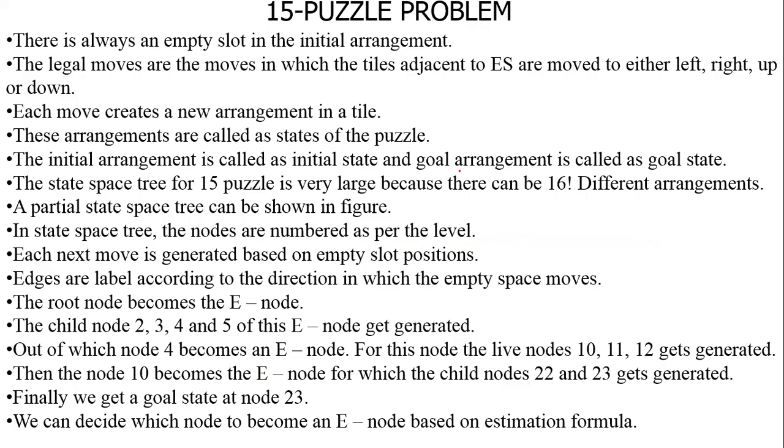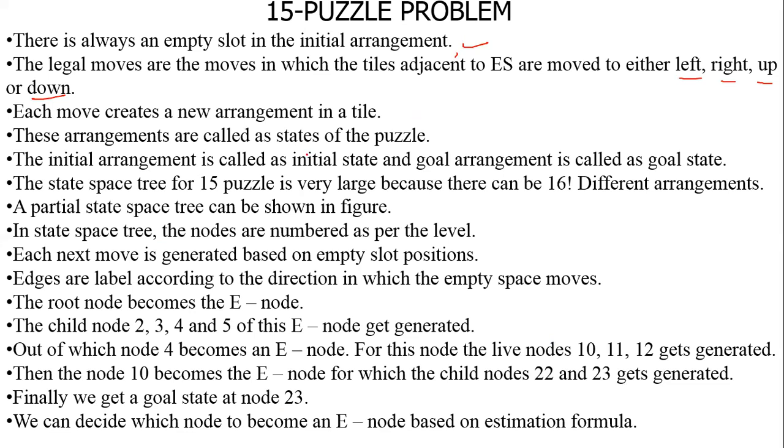So here there is always an empty slot in the initial arrangement, and the various legal moves are left, right, up, or down. These are the legal moves. One tile can move either towards left or right or up or down. So each move creates a new arrangement of the tiles. That means a new instance will be generated.